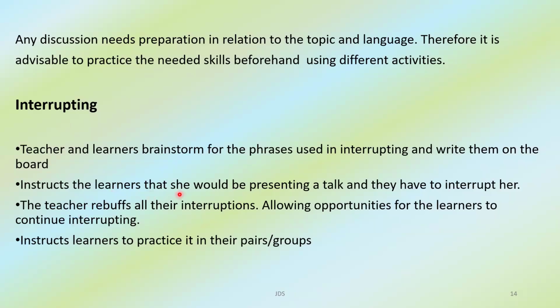Instruct the learners. The teacher is instructing the learners that she would be presenting a talk and they have to interrupt her. So the teacher gives the instruction. Now I'm going to talk. I'm going to make a speech on a particular topic, on online shopping. While I am speaking, you need to use one of these words at a time and interrupt me.